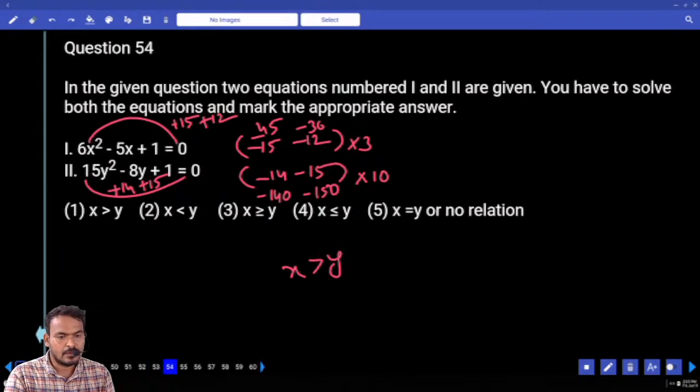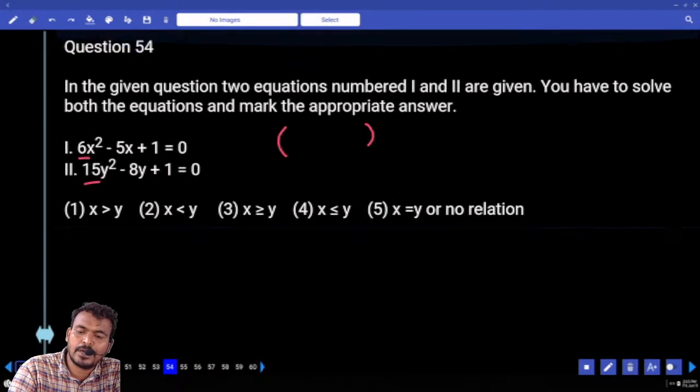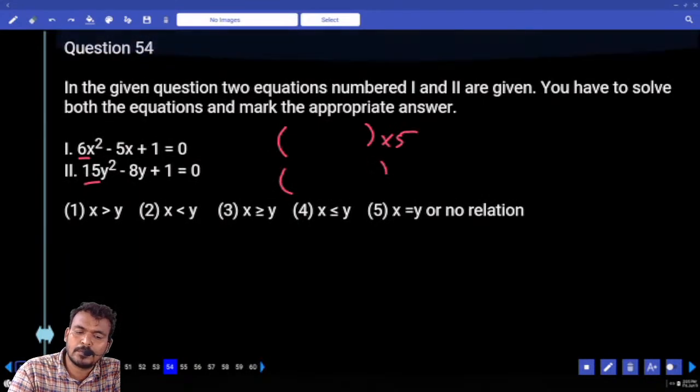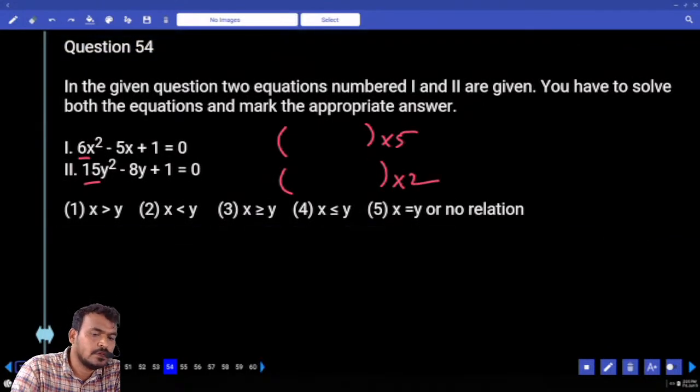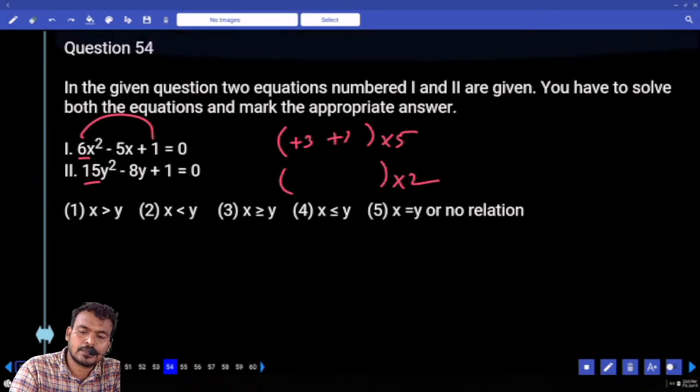Next question number 54. What is the coefficient of x square? 6. What is the coefficient of y square? 15. What is the LCM? 30. Means x roots multiplied by 5 times, y roots multiplied by 2 times, or not. 6 into 1, 6. Nothing but 3 into 2, or not. 1 will be plus 3. Another one plus 2, or not.